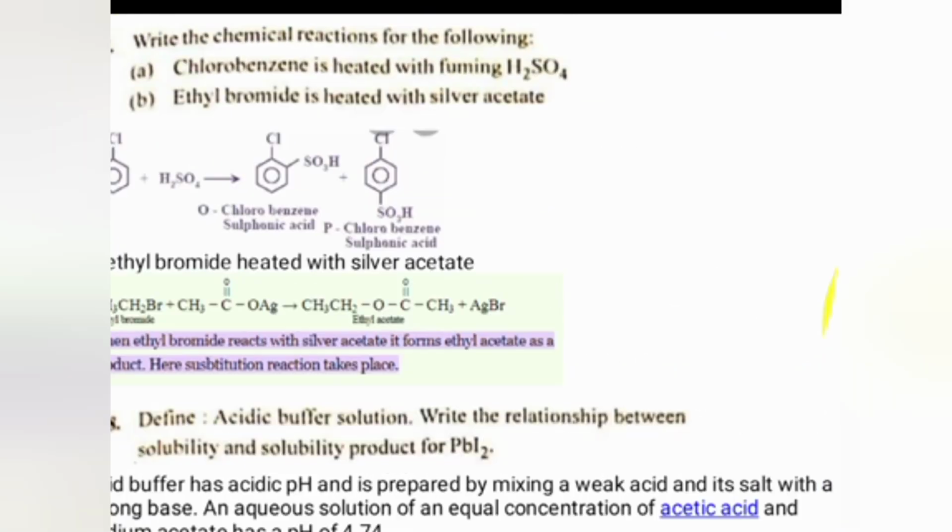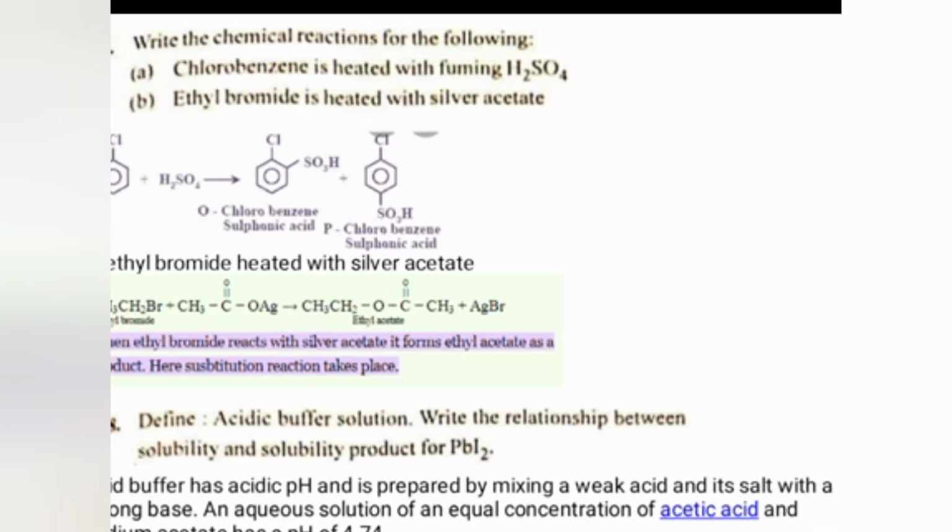Next one, question number 7. Write the chemical reaction for the following. Chlorobenzene is heated with fuming H2SO4. Chlorobenzene is an ortho-para directing substance. When it reacts with concentrated fuming H2SO4, you will get ortho-chlorobenzene sulfonic acid and para-chlorobenzene sulfonic acid, in which para-chloro is the major product.